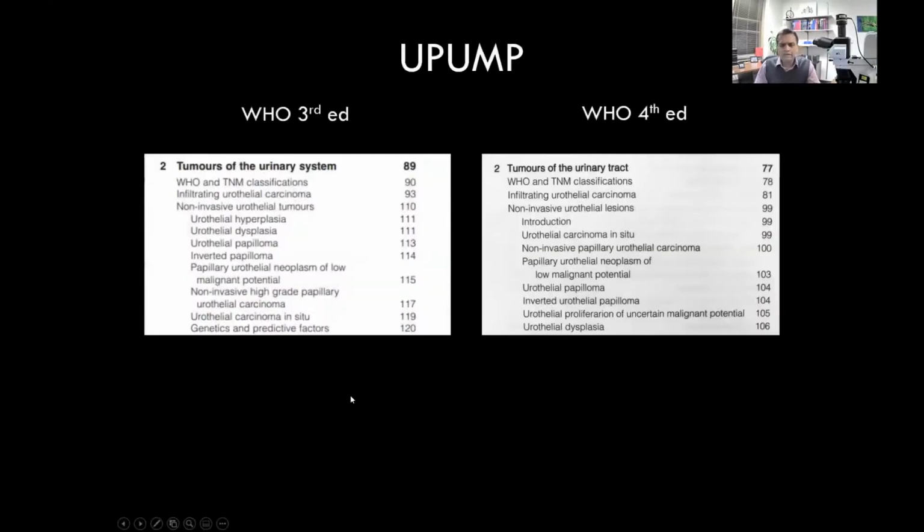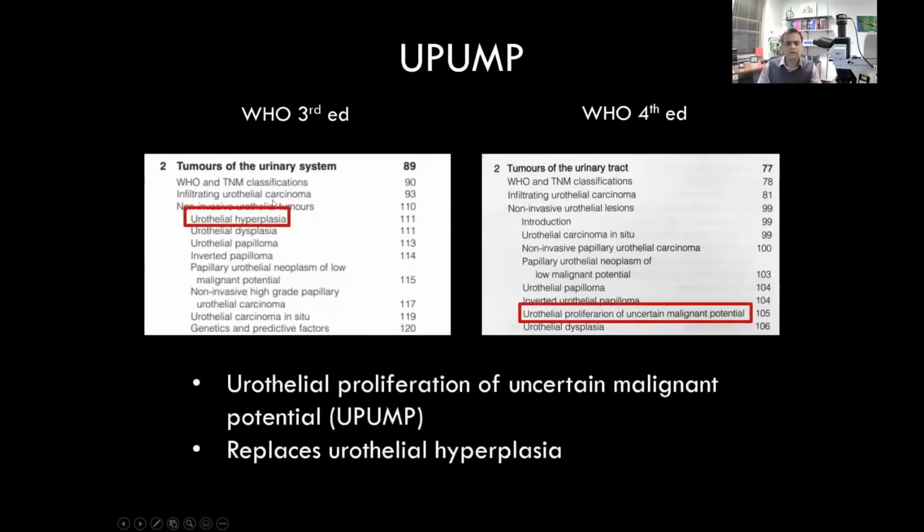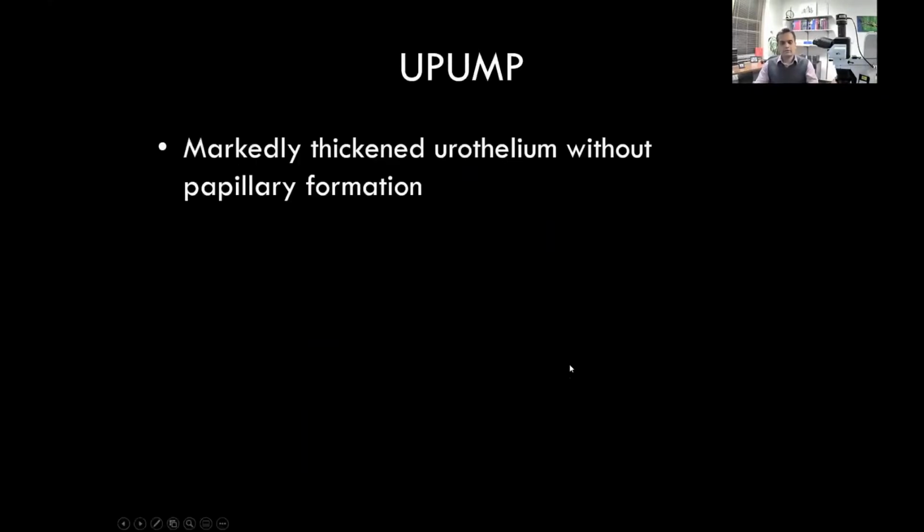So what is this UPOMP? In the earlier edition, we had this entity called urothelial hyperplasia. Now, you see the urothelial hyperplasia entity has been completely removed, and instead it's been replaced by UPOMP, the urothelial proliferation of uncertain malignant potential. So what is this UPOMP, and how do we diagnose this?